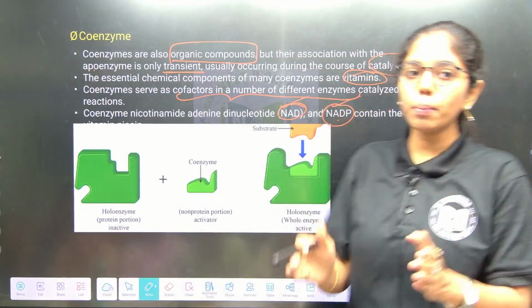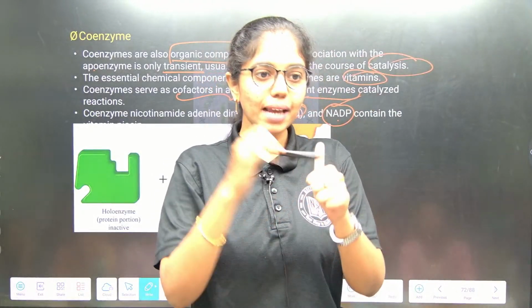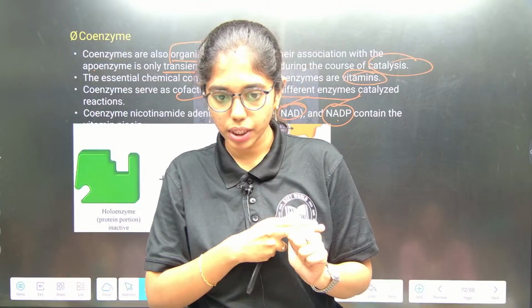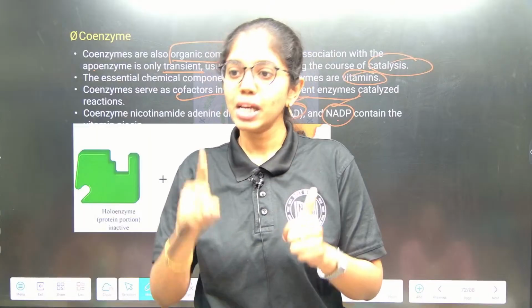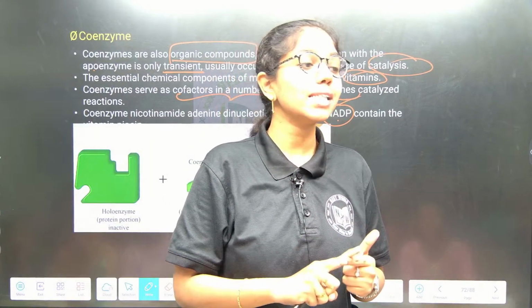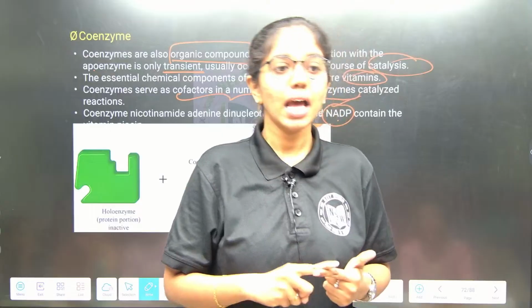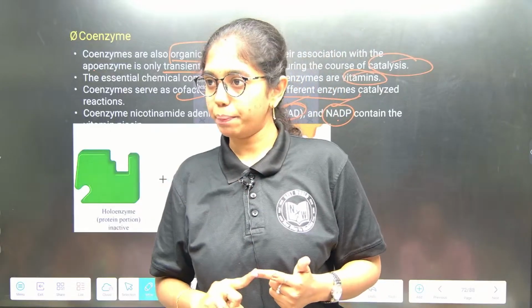What you have to remember with coenzyme? Coenzyme association with enzyme is transient. It is not that strong like prosthetic group or metal ions. Second important point is coenzymes are mostly organic compounds like NAD and NADP.